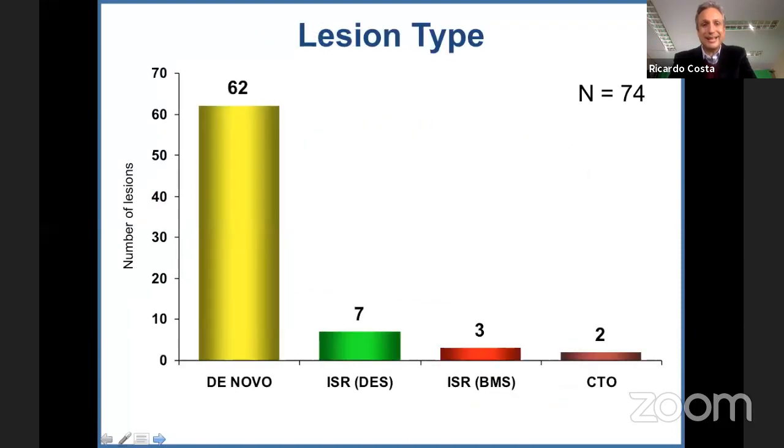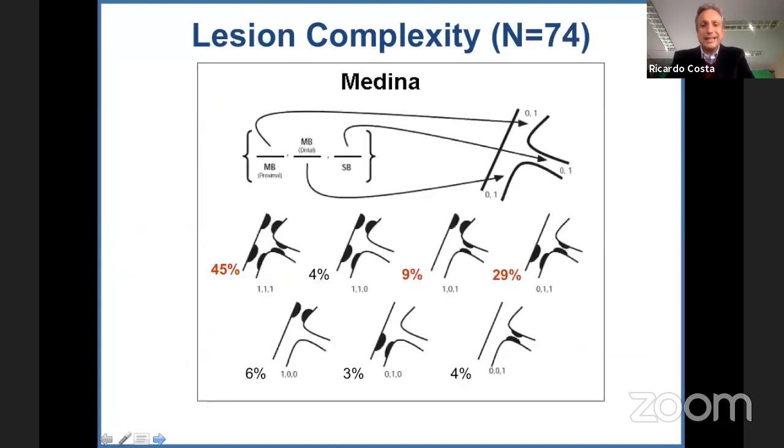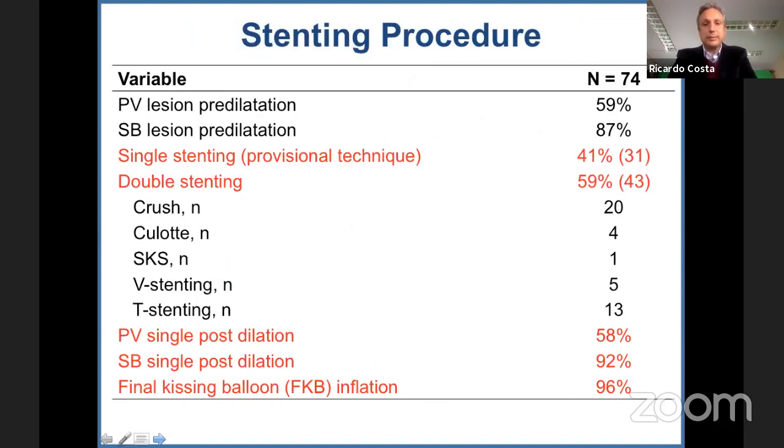This was more than a decade ago. Most of the lesions were de novo lesions. And by the Medina classification, we have more than 85% of cases considered to be true bifurcation lesions or more complex lesions. This is some of the procedure data. Single stenting was done in 41% of the cases, double stenting 59%. See that the single post-dilatation in the main vessel was 58%. This is prior to POT. A single side branch post-dilatation was 92%, and final kissing balloon was 96%.